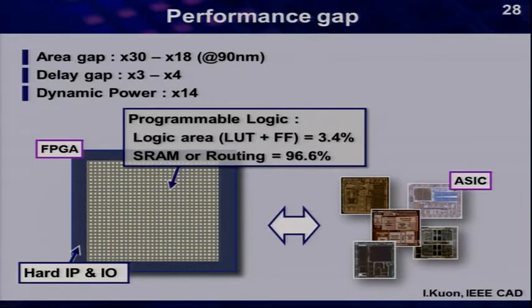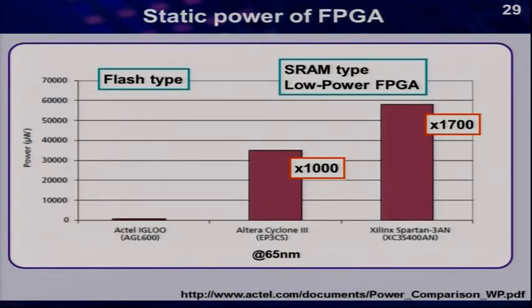Here we show the static power comparison of SRAM type low power FPGA with flash type FPGA. The difference in the static power is more than 1,000, since the flash memory stores the configuration data without power consumption. SRAM consumes the static power. So non-volatility is very important.